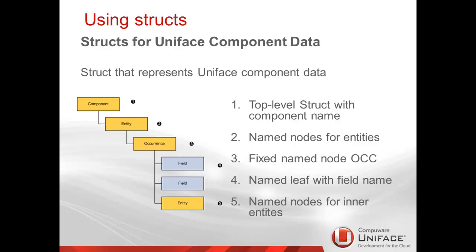For each struct member, the UType annotation defines the type of Uniface object that the struct represents, if it's a component, entity, occurrence, or a field. When converting to structs, component to struct automatically provides the UType annotation. When converting from structs, using struct to component, the outcome may be undefined if the struct name matches more than one field or entity.